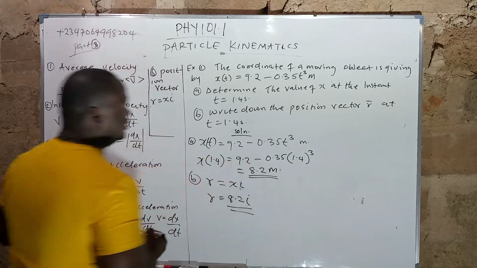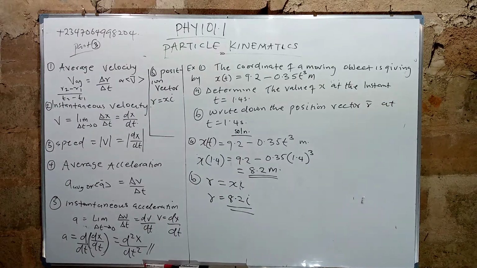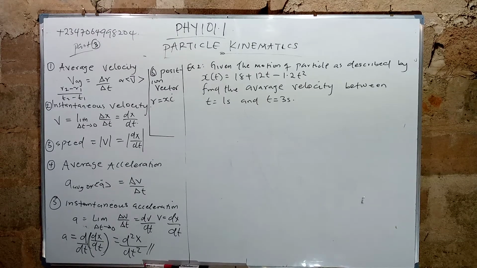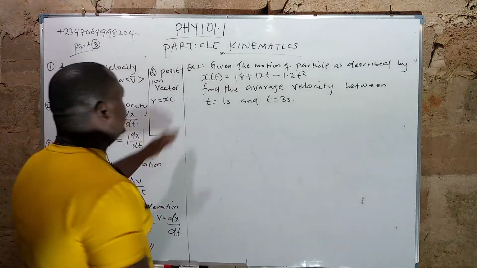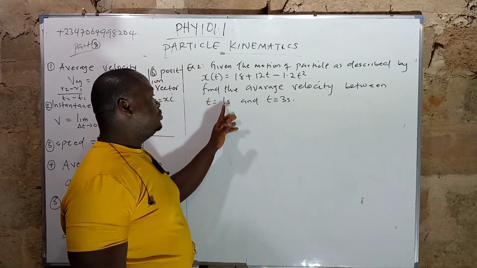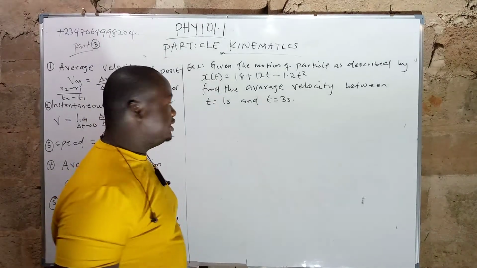And that is the answer for this. So let's continue with more examples. Example number 2 is at the board. They are giving the motion of a particle as described by this. Find the average velocity between t equals 1 second and t equals 3 seconds.